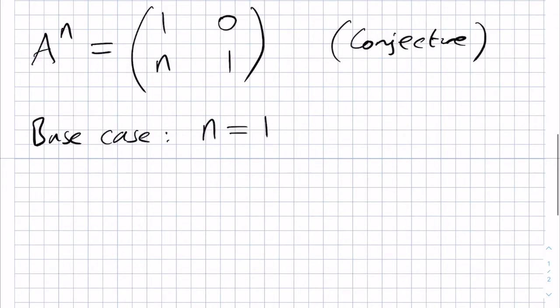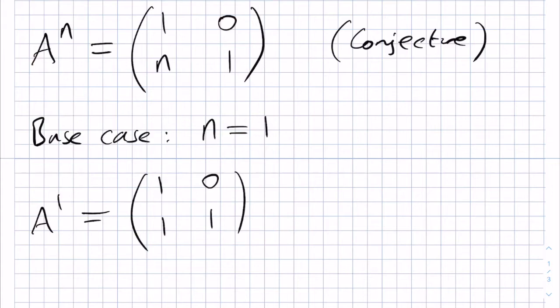So we have A to the power of 1. We know from our original definition that A was 1, 0, 1, 1. And again, that agrees with the above for n equals 1, just putting n equals 1 into there. So indeed, our base case is satisfied.